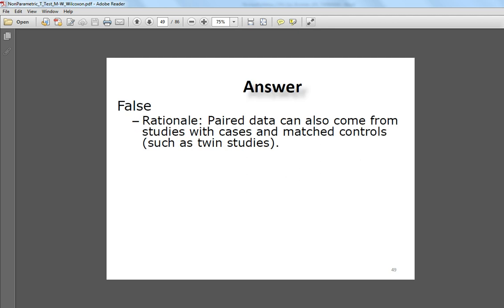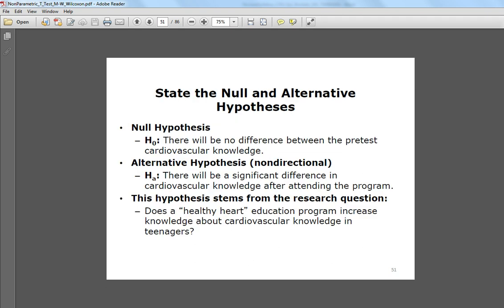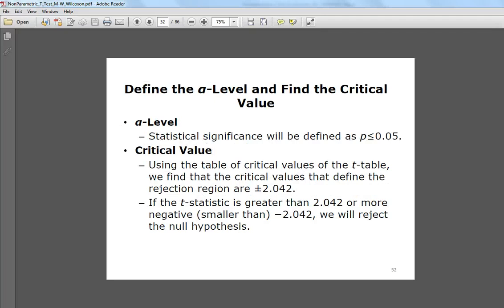We're going to skip this learning check again, and let's look at this example data from a study of 31 teens using the paired t-test. The teens took a cardiovascular health quiz before attending a healthy heart program and took the quiz again after completing the program. The null hypothesis: there will be no difference between the pretest and the post-test cardiovascular knowledge. The alternative hypothesis would be there will be a significant difference in cardiovascular knowledge after attending the program.